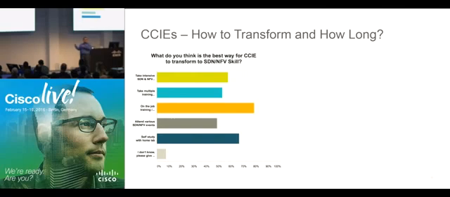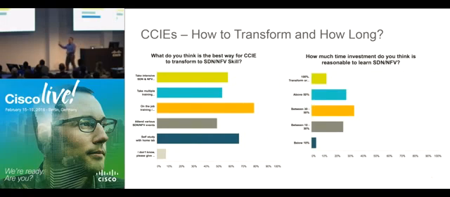But then I asked them, what do you think, guys? How much time investment is required for CCIEs to transform to SDN and NFV? My answer was very generous, right? According to the CCIEs, they need at least 30%. And some of them even said, oh, I need 100% of time investment to transform to SDN and NFV.